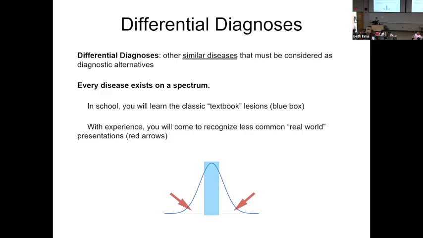In school, we're teaching you the blue box, so we're focusing on the middle of the bell curve. In real life, there's lots of stuff out here, so the middle of the bell curve is gonna be the classic, most classic presentation. Real life things aren't really as classic, so that's where your differentials come into play. If you guys have a disease that's right here on the bell curve, coming up with 20 other differentials is not gonna be super important.